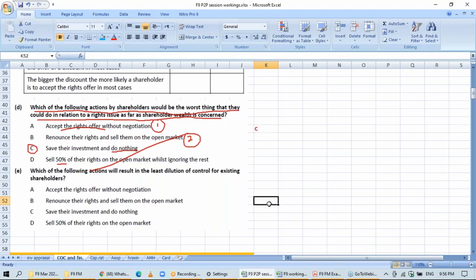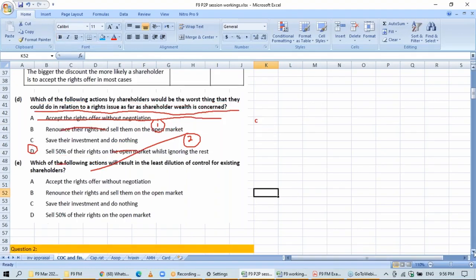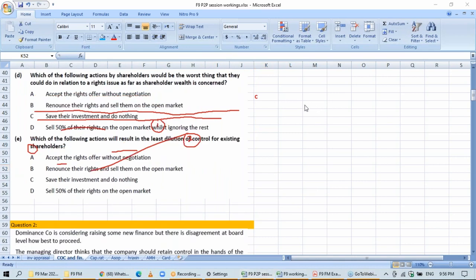Okay, students, let's move on to part E now. The question says, which of the following actions will result in least dilution? Now, what do we mean by dilution of control? Dilution of control means the voting rights. Control of the company and the policies and decisions in the company depends on the voting rights. So once you become a shareholder, you get some voting rights. The more votes you can cast, the more will be your control.